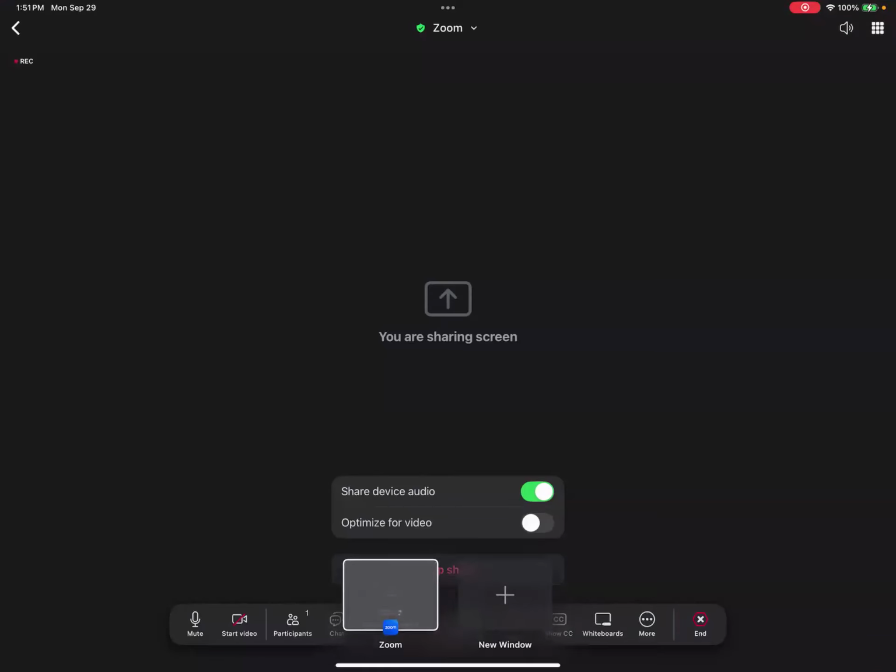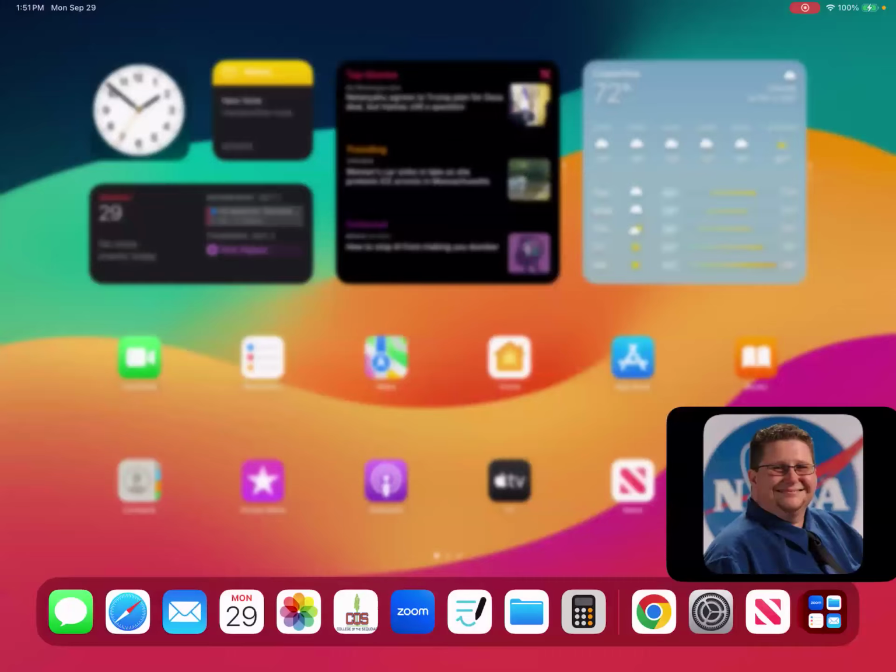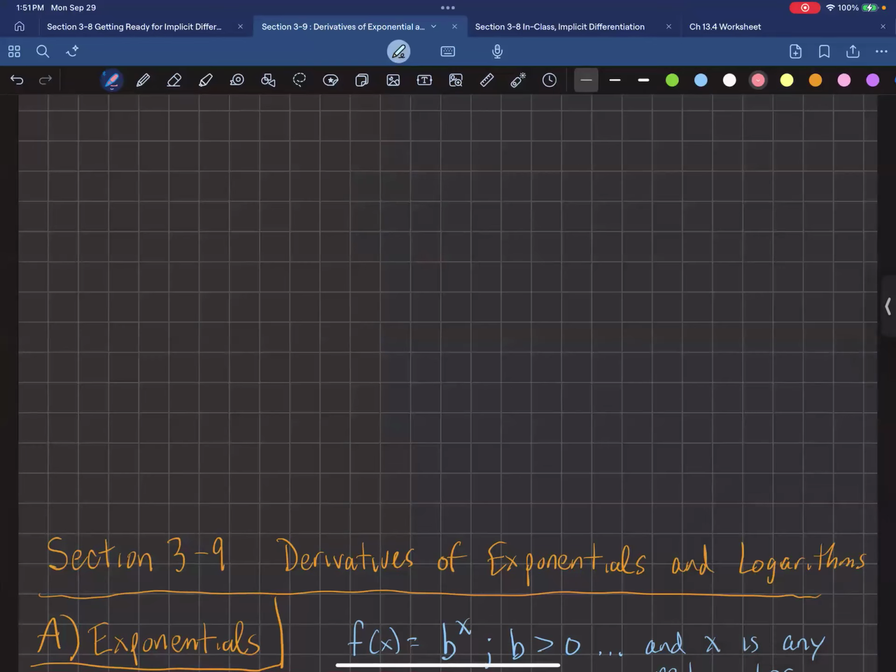Hey there, everybody. We're going to get started on recording the lectures for 3.9. This is doing derivatives of exponentials and logarithms. And this gives us, when we get to the last section, one of the coolest techniques. It's called logarithmic differentiation. So let's start off with exponentials.